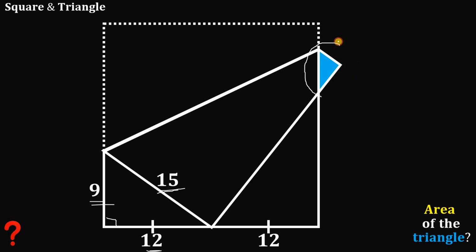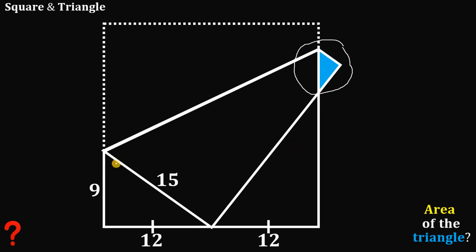Now, we know the side lengths of this right triangle, but our goal here is to find the area of this triangle. So we need to find the measure of the base and the height. Because since it is a right triangle, we just need the base and the height, and we're done. We can now find the area of this triangle. To find the lengths, we're going to use the similarity theorem, because in this figure, I see a lot of similar triangles.